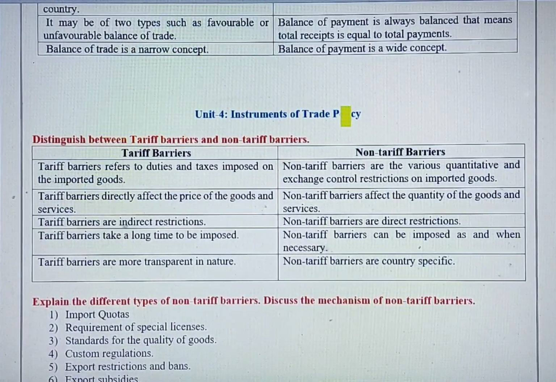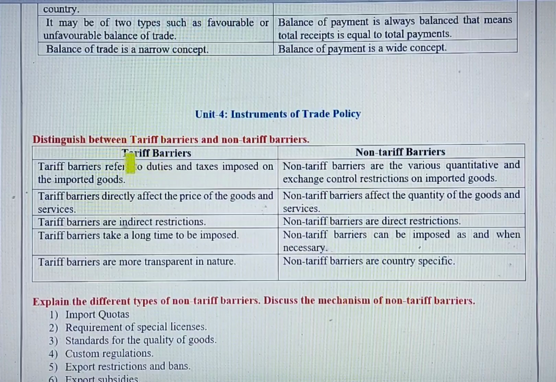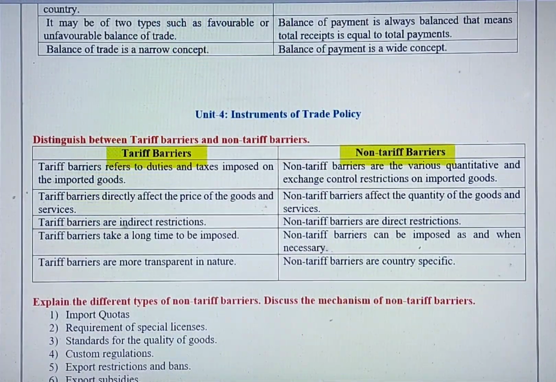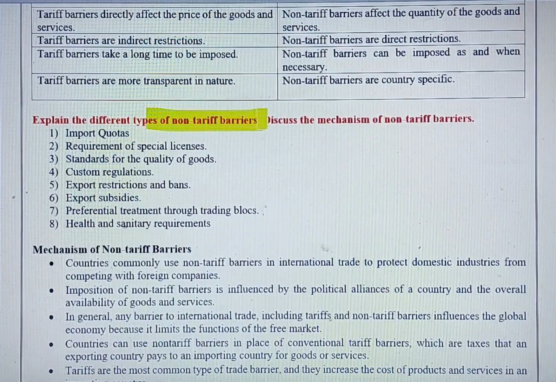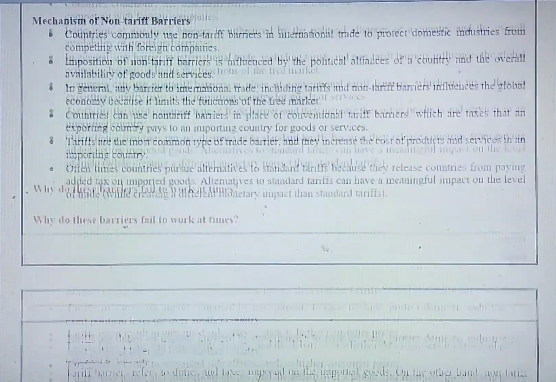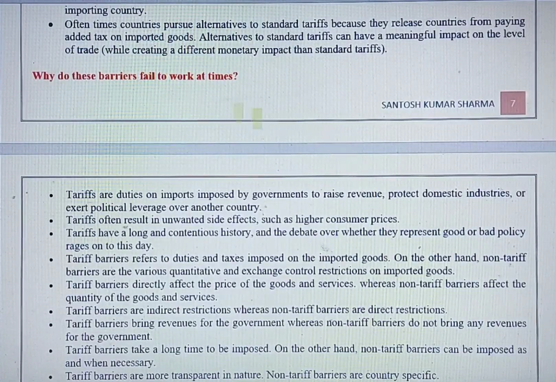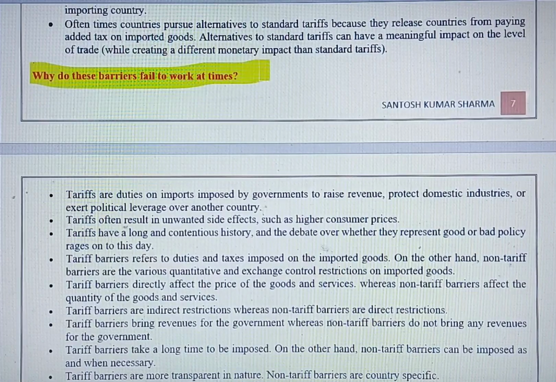From Unit 4, Instruments of Trade Policy, you should revise the difference between tariff and non-tariff barriers, and the different types of tariff barriers and their mechanism. How does a country impose all these types of tariffs, and what are the different objectives of imposing such tariffs, and why do these tariffs fail at times.